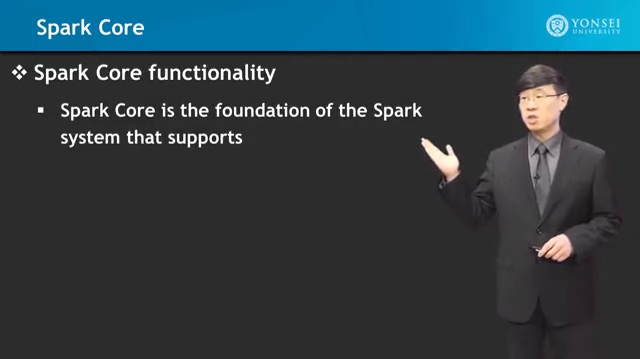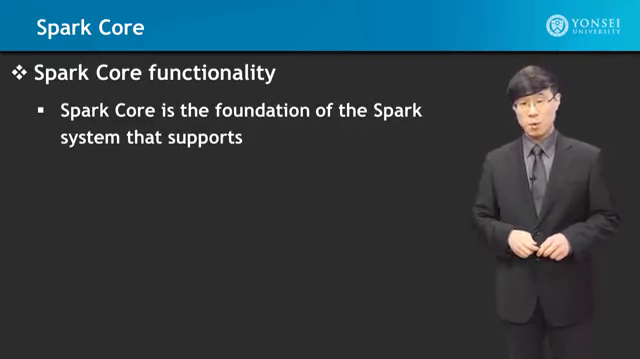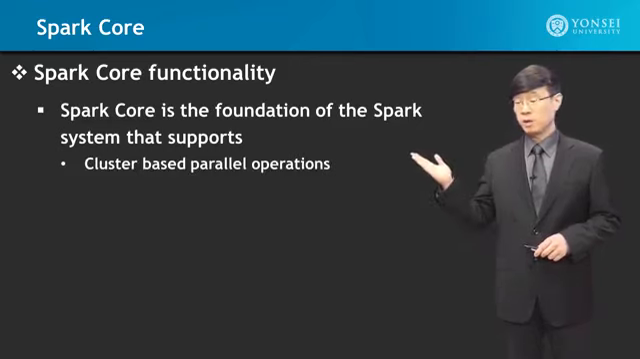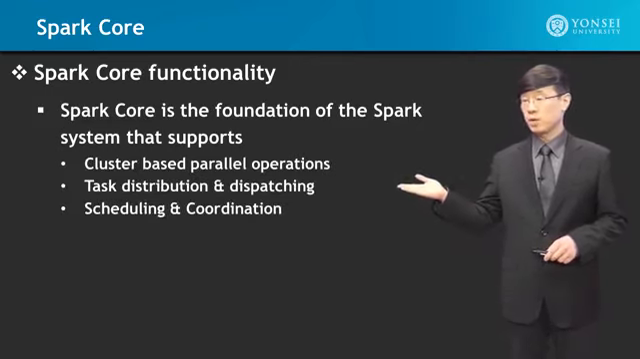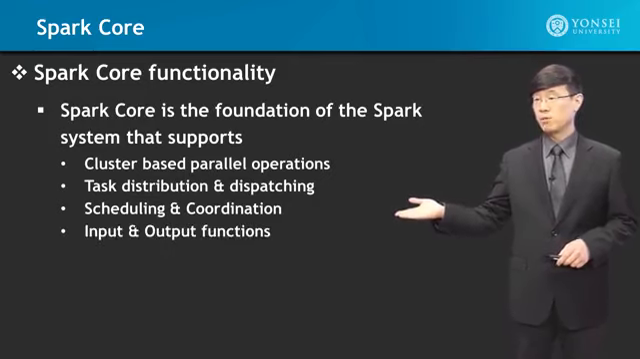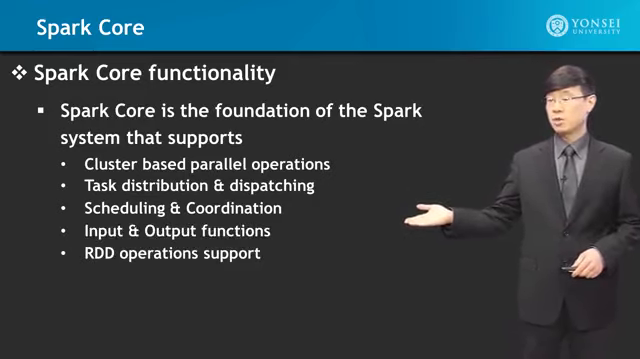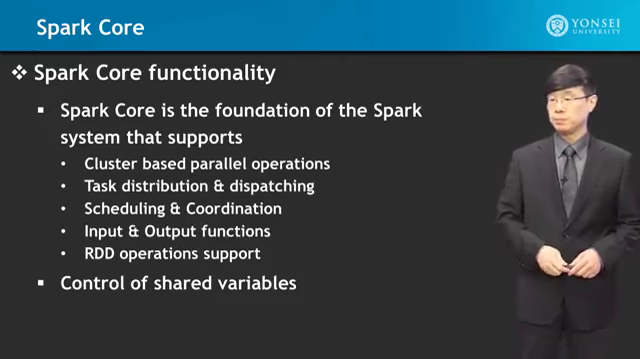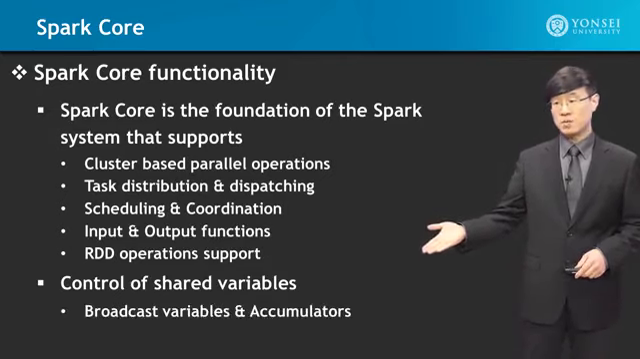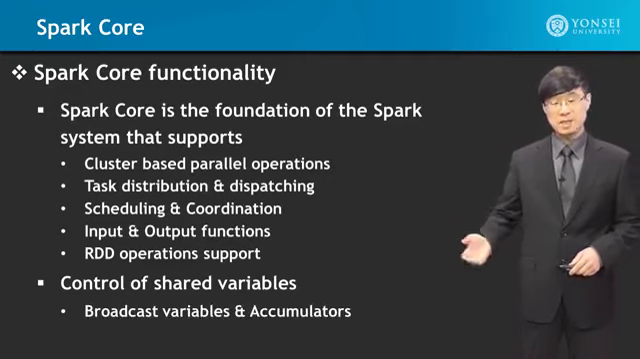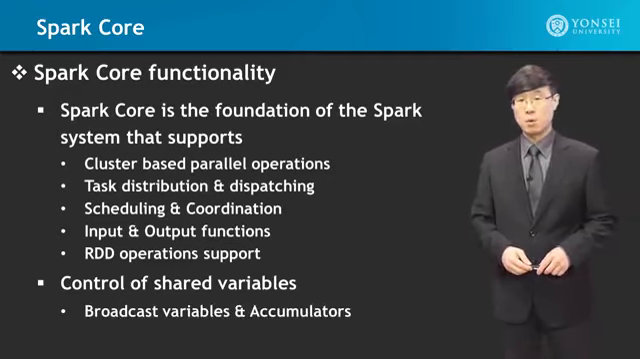Spark core is the foundation of the Spark system that supports cluster-based parallel operations, task distribution and dispatching, scheduling and coordination, input and output functions, and RDD operations support. Control of shared variables, which are broadcast variables and accumulators, is also used and supported by the core.